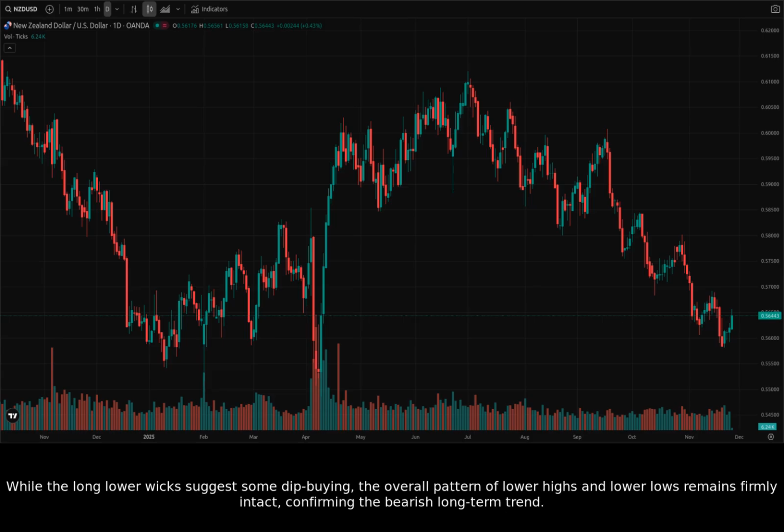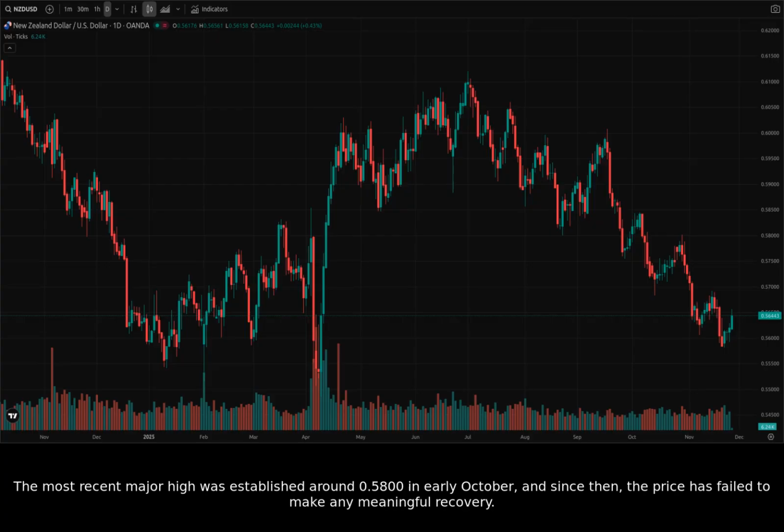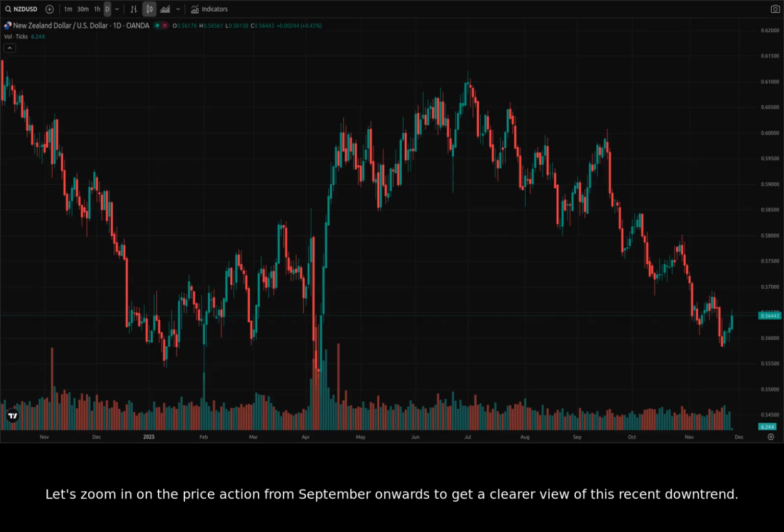While the long lower wicks suggest some dip buying, the overall pattern of lower highs and lower lows remains firmly intact, confirming the bearish long-term trend. The most recent major high was established around 0.5800 in early October, and since then, the price has failed to make any meaningful recovery. Let's zoom in on the price action from September onwards to get a clearer view of this recent downtrend.